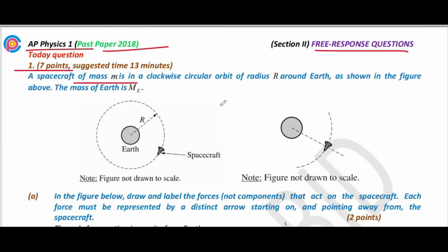A spacecraft of mass m is in a clockwise circular orbit of radius r around the Earth. As shown in the figure above, the mass of Earth is Me. The figure is not drawn to scale. A spacecraft is revolving around the Earth. The distance from the center of Earth to the spacecraft is r.